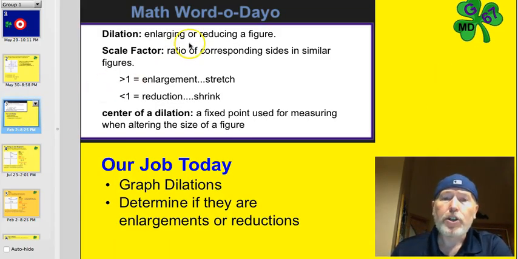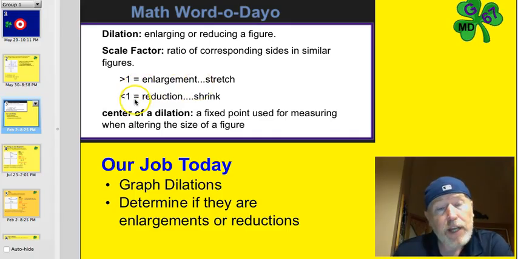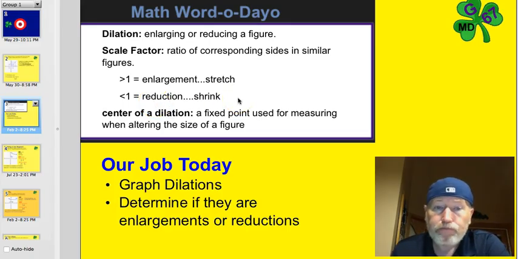Math word: dilation. Enlarging or reducing of a figure. Next, scale factor. That's the ratio of corresponding sides in similar figures. If you have a scale factor that's greater than 1, that's an enlargement or a stretching of it. If that scale factor is less than 1, that's a reduction or a shrinking of it. The center of a dilation is that fixed point, like A was, that you use for measuring when altering the size of the figure. So you've got to watch out for that when they put that in.